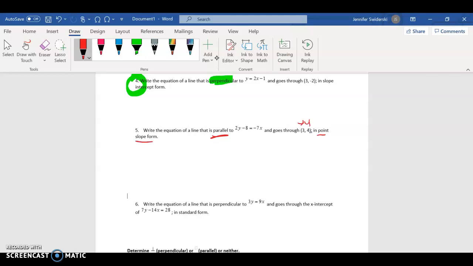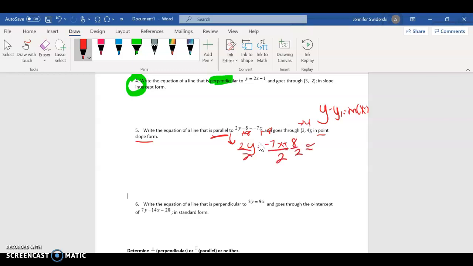So in my brain, I'm thinking, okay, y minus y1 equals m times x minus x1 is going to be point slope form. Well, I've got to figure out parallel first. What is my slope? To do that, I'm going to put this in slope-intercept form. So I'm going to add 8 to both sides. So I get 2y equals negative 7x plus 8. Divide everything by 2.